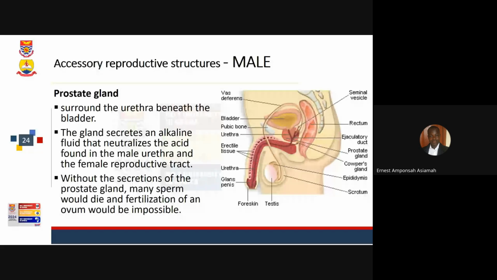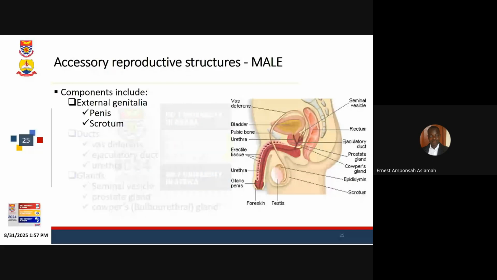Okay, so the prostate gland surrounds the urethra. This gland will secrete an alkaline fluid that also neutralizes the acid found in the male and female reproductive tracts. Without the secretion of the prostate gland, conception would be almost impossible.